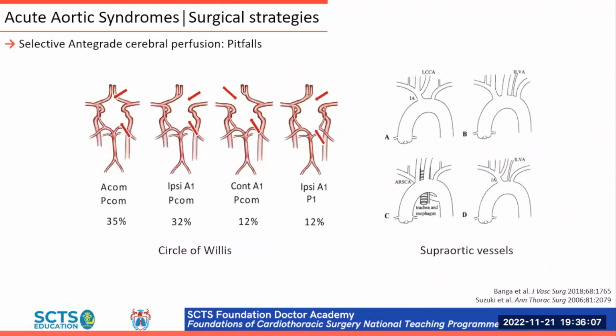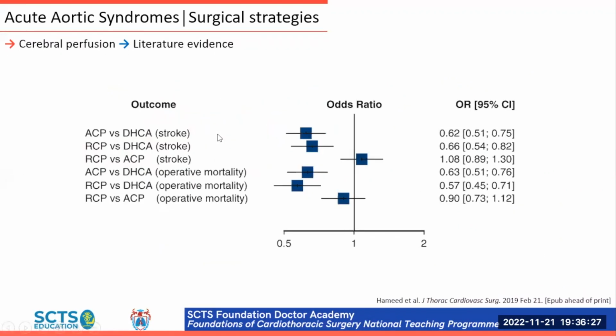Why is this trilateral antegrade cerebral perfusion important? Because there is a big portion of the population in which the circle of Willis is incomplete, which means that if you do only unilateral cerebral perfusion, you are not sure to fully protect the entire brain and also the spinal cord.